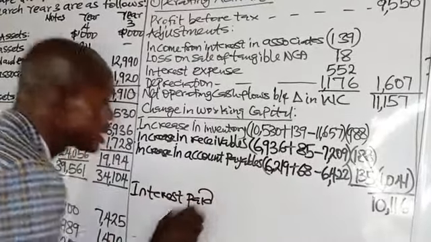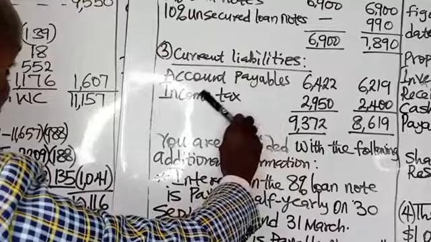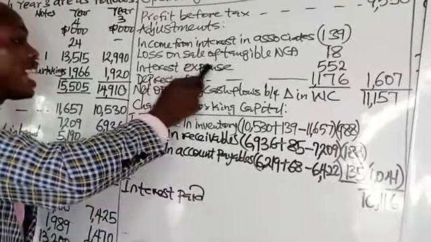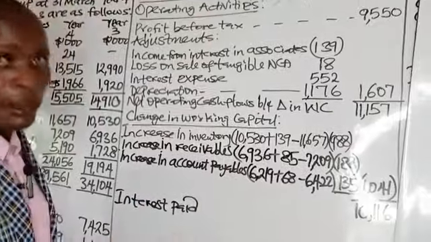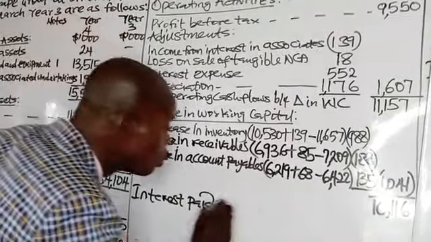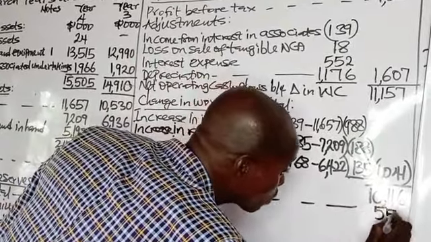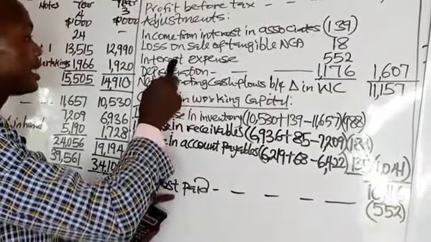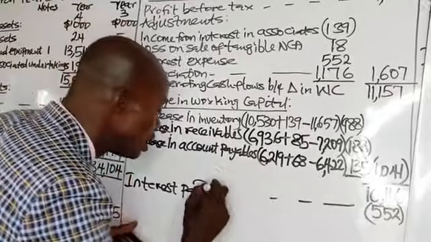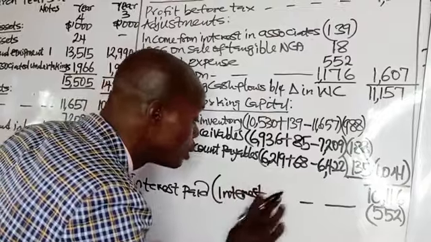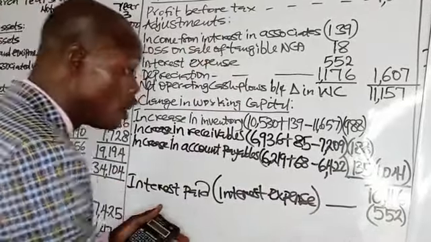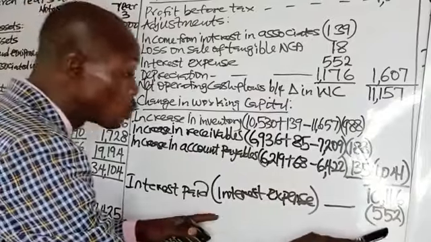Interest paid. If you look at your current liability, we do not have accrued interest or interest payable. We didn't have that as part of our current liability. Since there is no accrued interest, that means the entire interest expense has been paid during the period. So in that case, the interest paid will be the same as the interest expense of 552. But if you have accrued interest under current liability, the interest expense and interest paid will not be the same. I said they are the same because we did not have outstanding interest.